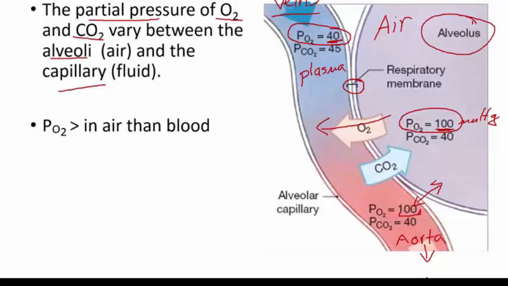So the PO2 is higher in the air than in that venous blood returning, and the PCO2 is lower in the air than the venous blood returning. So 45 here for CO2 and 40 in the lungs. So you get CO2 going back so that it can be exhaled and leave the body.